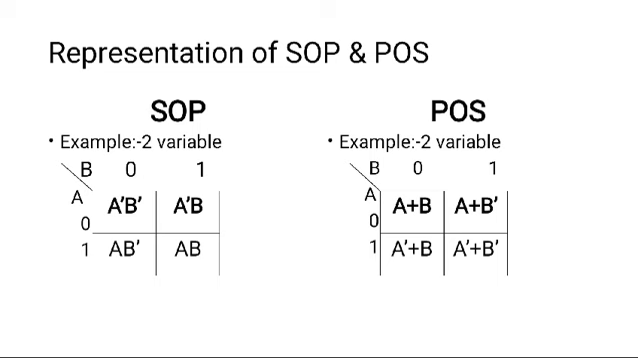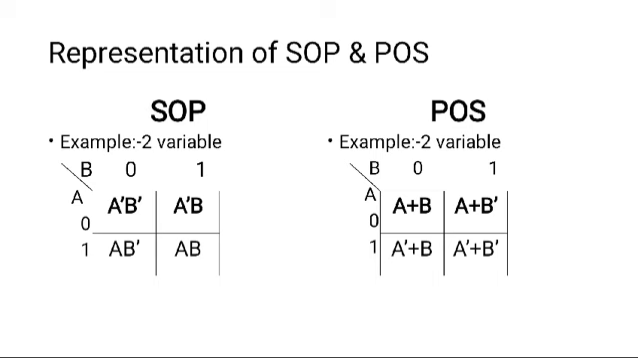Representation of POS and SOP. So first we will see what is SOP. SOP means sum of product. A sum of product expression is a logical OR of multiple AND terms. For two variables A and B using a K-map, we can visualize the SOP expression, the ones in the K-map corresponding to the AND terms.